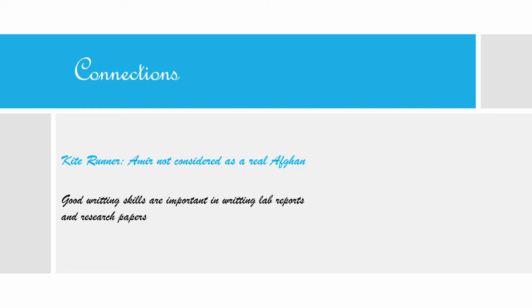I also made a connection to my science classes. I learned that good reading and writing skills are important when writing laboratory reports or research papers. I also saw that writing a scientific paper is a little bit like writing an anthology because you have to read many scientific articles and integrate them into your research paper.